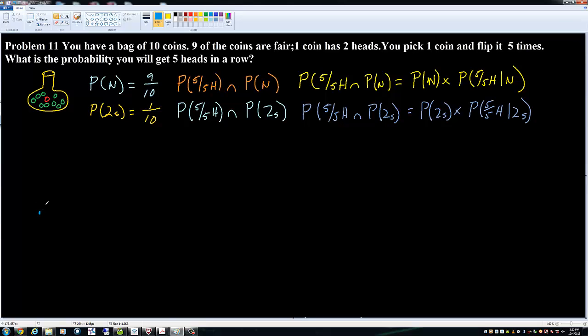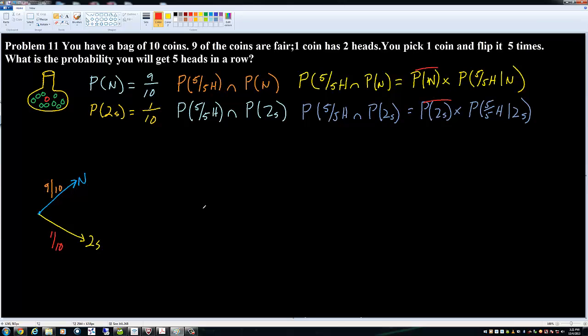You put your arm in the bag, you pick a coin. Either you pick a normal coin or you pick a two-sided coin. We know because of the count, the probability of picking a normal coin, there's 10 coins, 9 of them are normal, so the probability of getting a normal coin is 9 out of 10. There is one two-sided coin, so the probability of picking a two-sided coin is 1 out of 10. So now we know the probability of picking a normal coin or the probability of picking the two-sided coin.